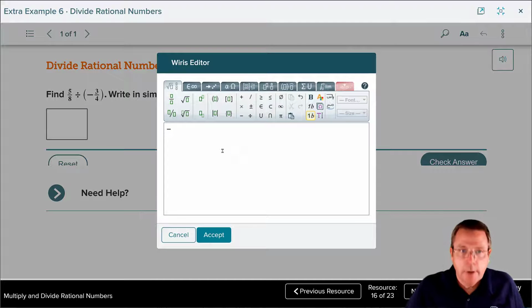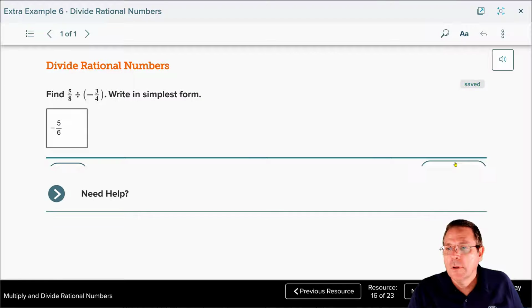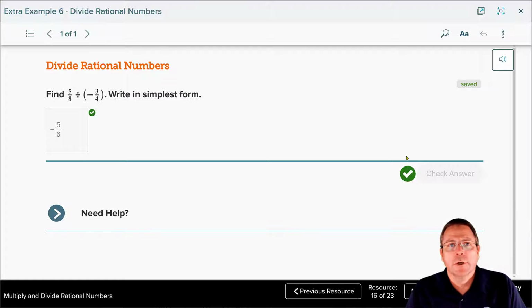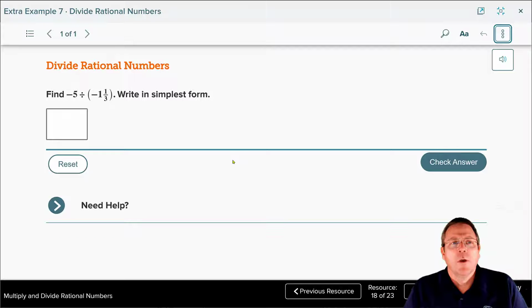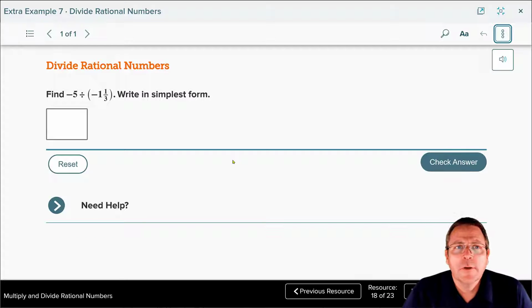And we're going to type it in, -5/6, and accept, and check. Answer checked. So cool. Well, it looks like the textbook's feeling kind of froggy. They have given you another problem to work, this one involving a whole number, an integer, and a mixed number that's negative. Pause the video, solve the problem, go.